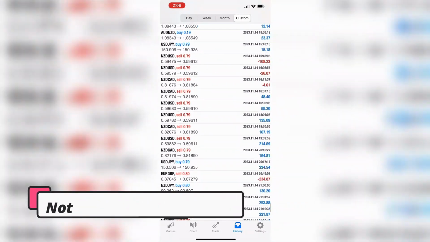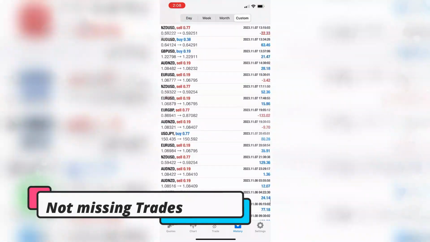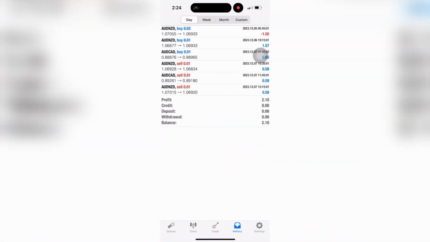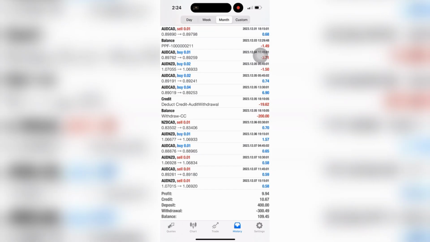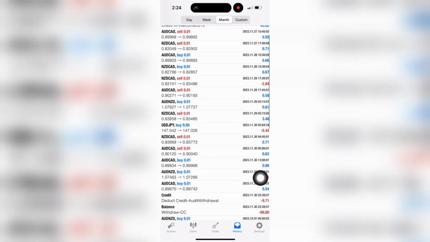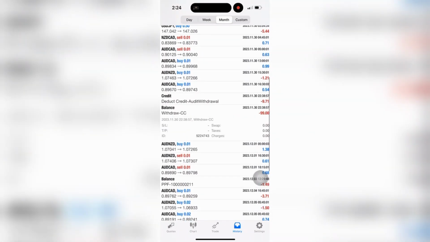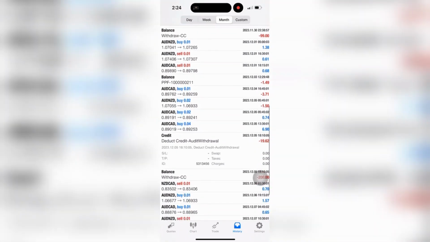Not missing trades. EAs are designed to open and close trades whenever their respective conditions are met. Having your MetaTrader running on a VPS means that the bot will always be trading 24 hours a day, 7 days a week, each time the conditions are met. As such, you'd never miss any trading opportunities when they present themselves, compared to manual trading, which is constricted by the basic needs of the human body.